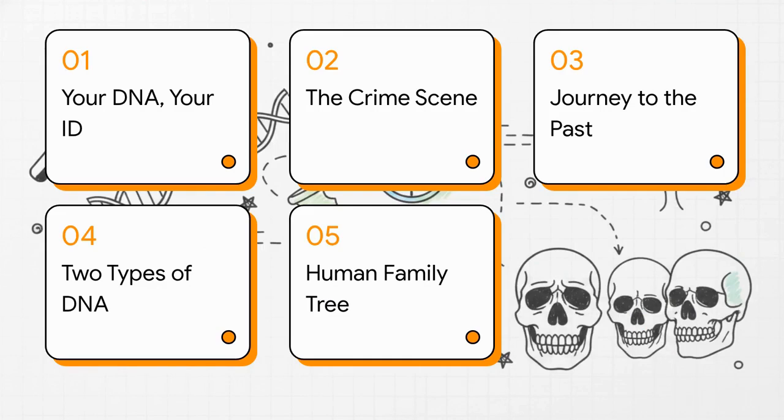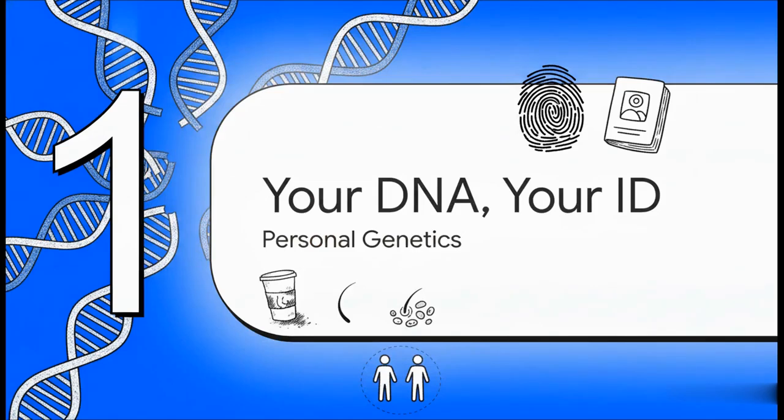Here's our investigation board for today's explainer. We're looking at your DNA, your ID. Then, the crime scene, taking a journey to the past, breaking down two types of DNA, and finally exploring the human family tree. Let's get right into it. Section 1. Your DNA, your ID.